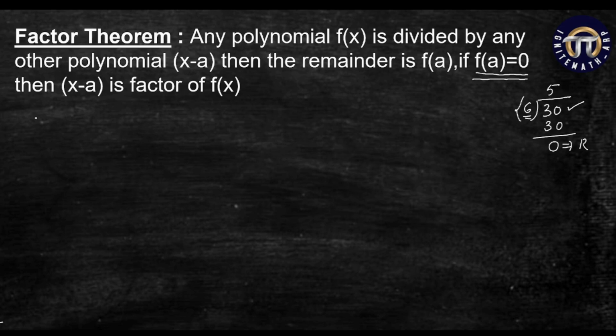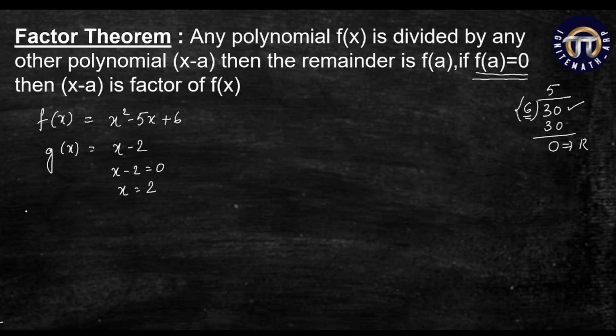Clear, right? To demonstrate that, I'll just take one more example over here. Let me take f of x is equal to x square minus 5x plus 6 to be divided by the other polynomial g of x is equal to x minus 2. I'm going to check whether g of x is a factor of f of x or not, right? As I told you earlier, the divisor to be equated to 0, then x is equal to 2. So here I'm going to find out a remainder by remainder theorem. Pay attention, children.